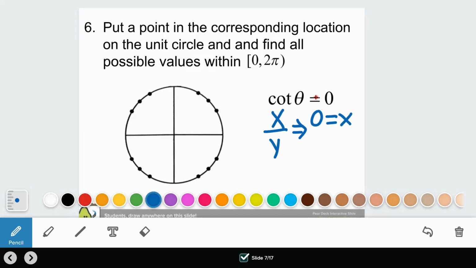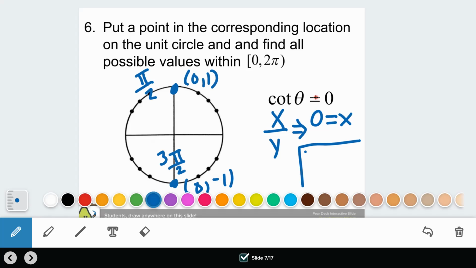And so my x is 0 at 2 spots, here and here. This is up at (0, 1). This is down at (0, -1). And the top one is going to be pi halves. And the bottom one is 3 pi halves. So our two answers are pi halves and 3 pi halves.